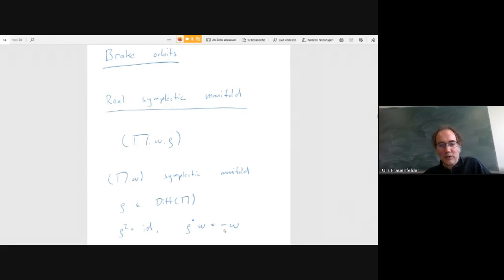Of course, why is it called real? You have the example of complex conjugation. If you take C^n with the standard symplectic form and complex conjugation, this is an antisymplectic involution. And the fixed point set of this antisymplectic involution is then the reals. So that's why it's called real. I'm not sure, in the B world, is there already some real version of the B world?